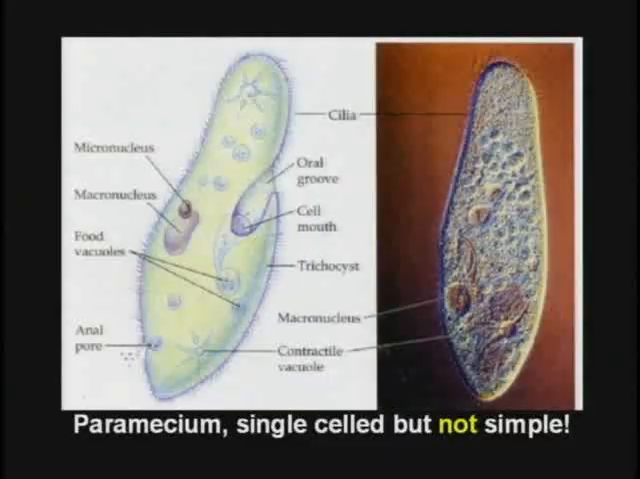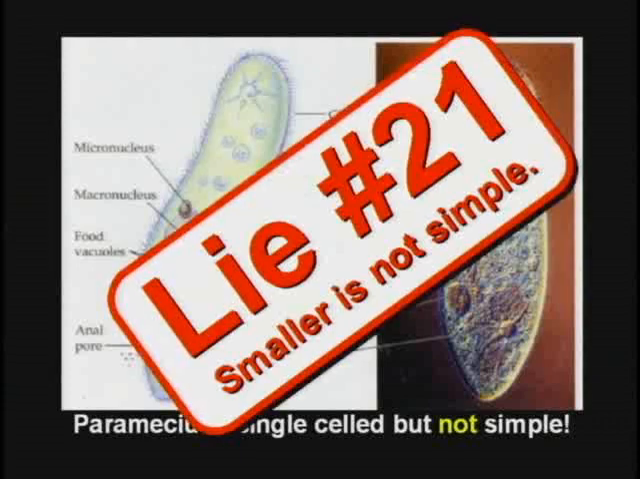Then they tell them we come from a simple, primitive, unicellular organism. Look, just because it's smaller doesn't mean it's simpler. A paramecium is more complicated than a space shuttle, and you can put thousands of those into one drop of water. Smaller is not simpler. That's one of the lies in the textbooks.